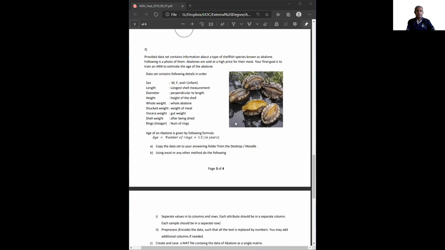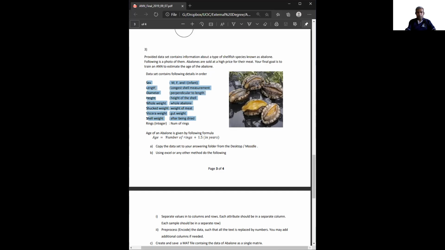It's just like rings in trees, right? In a tree, you know that you have a ring when you cut the timber, and each year you get a new ring. Similarly, this particular shellfish creates rings. So if you want to estimate the age of this shellfish, you need to count the number of rings and add 1.5, and you get the age. However, doing that is a bit hard. But there are other parameters like this which can be used to estimate the number of rings. So if you know the number of rings, then you can estimate the age as well.